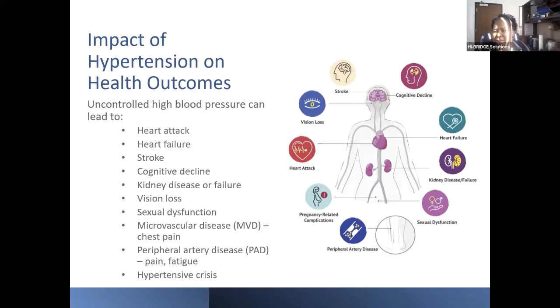So we're going to talk about some impacts of hypertension on health outcomes. Uncontrolled high blood pressure can lead to, of course, heart attacks, heart failure, strokes, kidney disease, vision loss, sexual dysfunction, and of course, hypertensive crisis, peripheral artery disease, pain, and fatigue. Although risks increase with age, adults who have hypertension before age 40 are at even higher risk of having a cardiovascular event later in life.